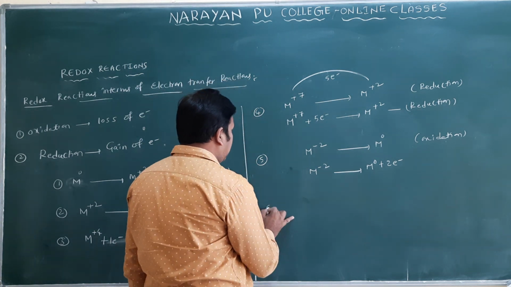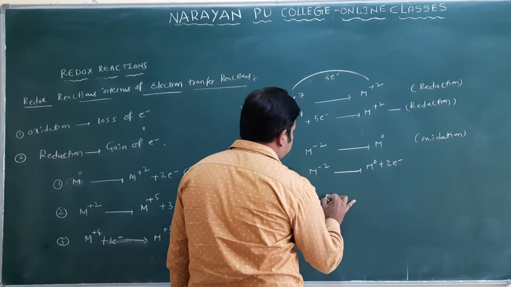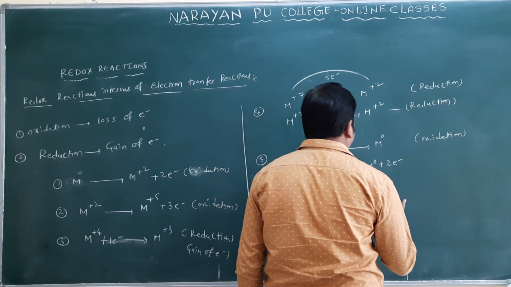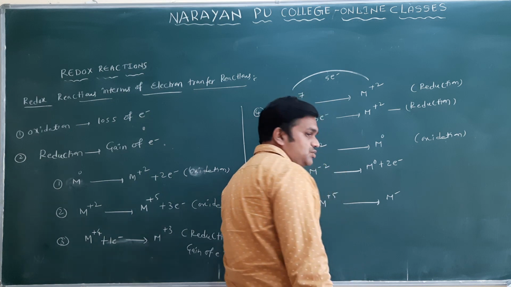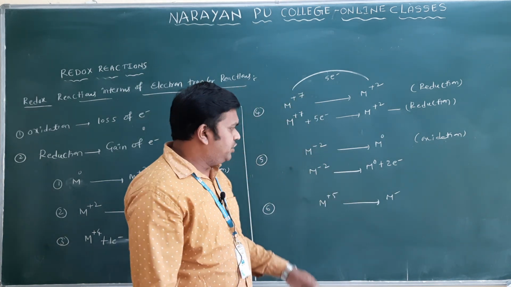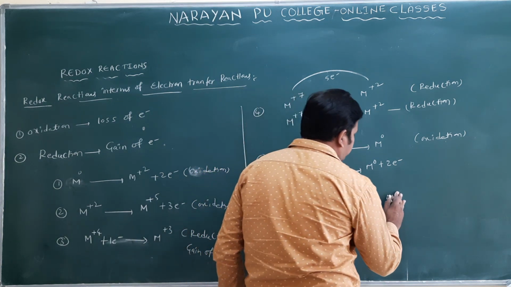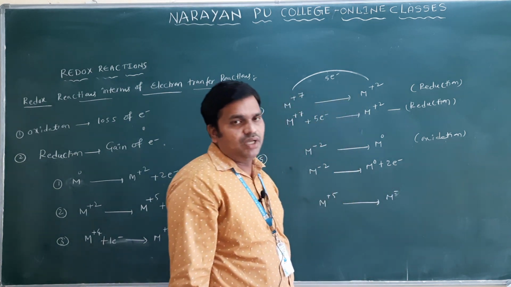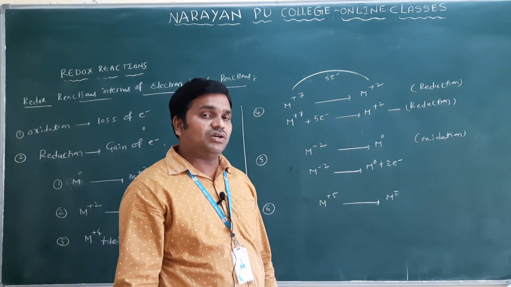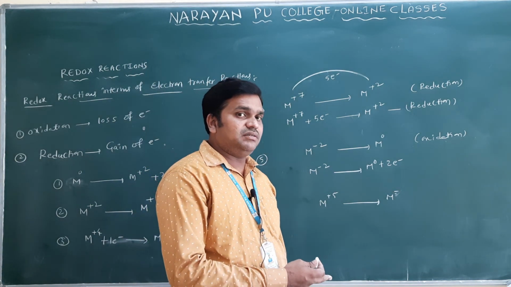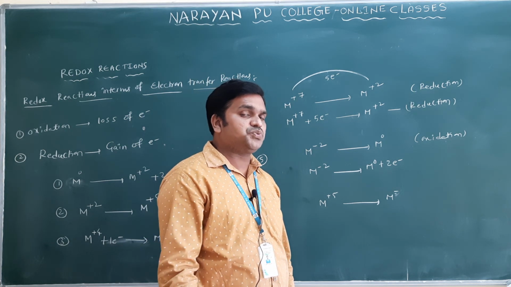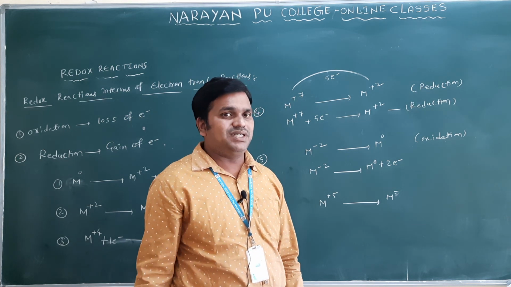See the next one we have: M+5 is converted into M-1. Here it is +5, and here the minus means it is -1 only. So +5 to -1. Is it an increase or decrease of the oxidation number? +5, +4, +3, +2, +1, 0 and -1. It is decreasing only.